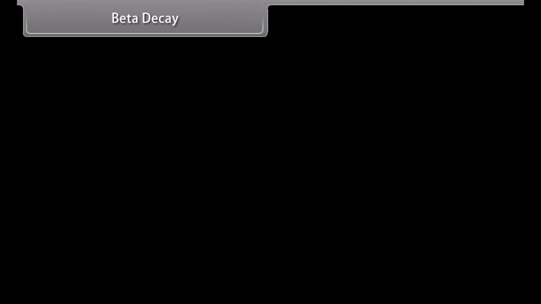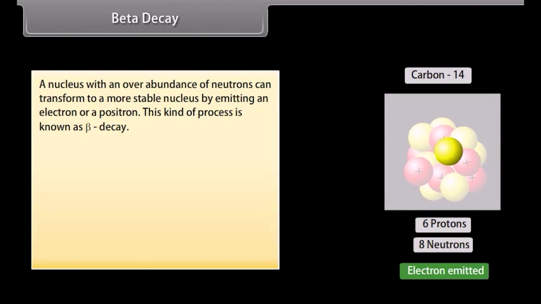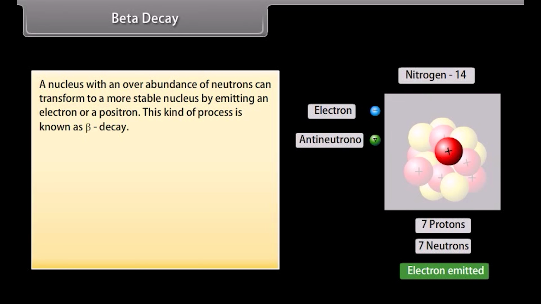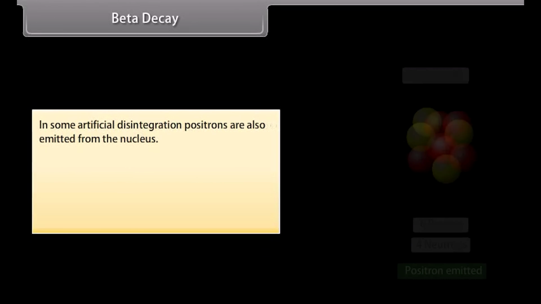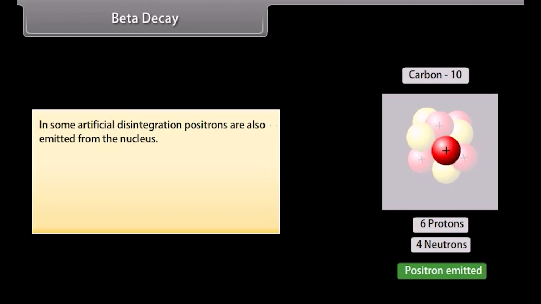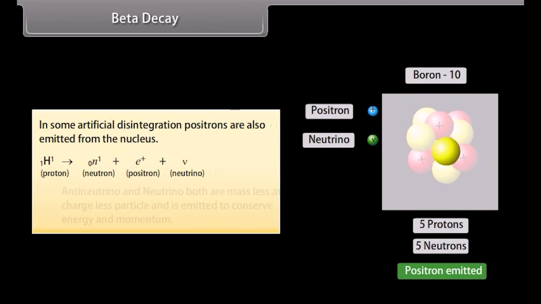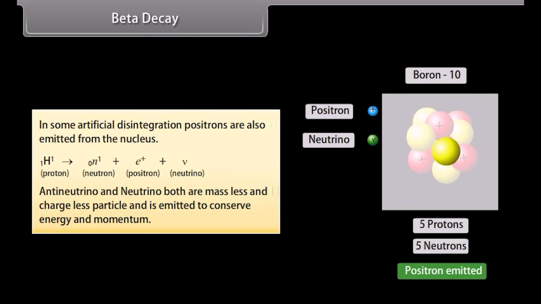Beta decay. A nucleus with an overabundance of neutrons can transform to a more stable nucleus by emitting an electron or a positron. This kind of process is known as beta decay. This process of beta decay can be expressed as, where the beta particle is emitted along with the antineutrino. For example, in some artificial disintegration, positrons are also emitted from the nucleus. Antineutrino and neutrino both are massless and chargeless particles and are emitted to conserve energy and momentum.